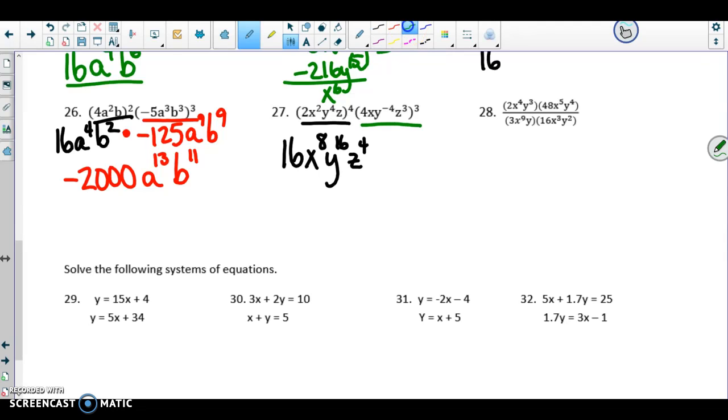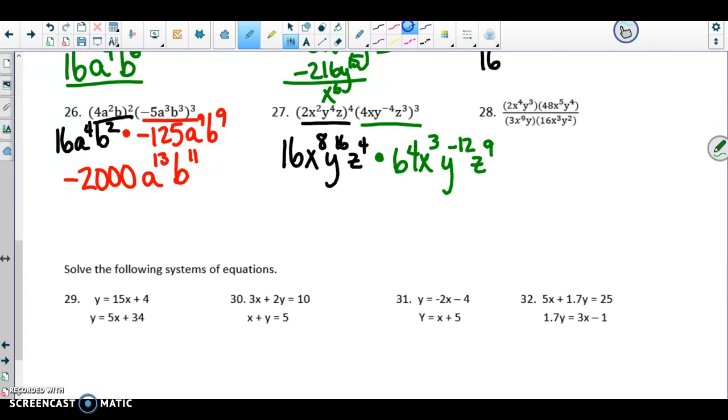And then for this part, I'm going to multiply. That will be a multiply in between. 4 to the 3rd is going to give me 64, 4 times 4 times 4. X to the 3rd, because there's a 1 there, and 1 times 3 would be that. Y to the negative 12, because negative 4 times 3 would be negative 12. And then Z to the 9th.